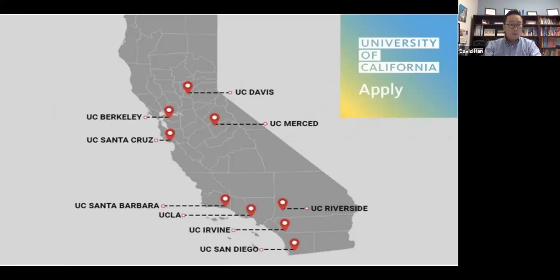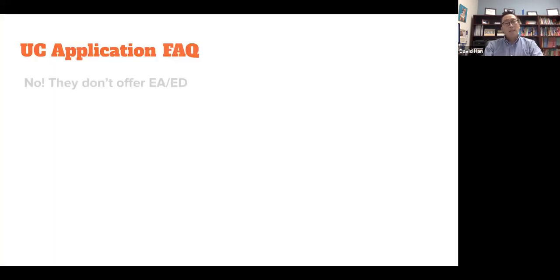For those of you who don't know, there are 9 campuses, right? 4 in NorCal and 5 in SoCal. And this is just a map to help you visualize where each campus is. Okay, so first things first, UCs do not offer early action or early decision.